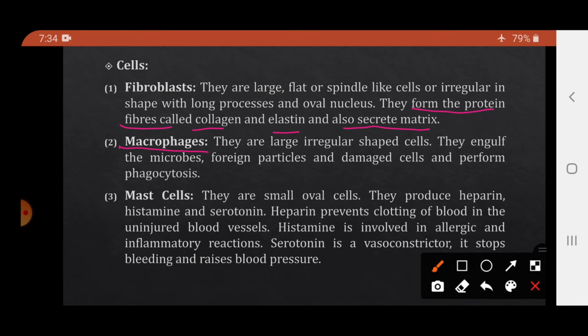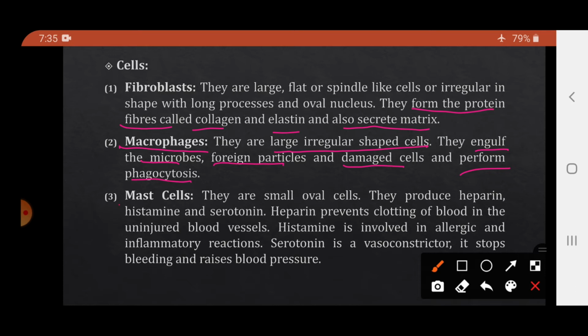So students, these are large irregular shaped cells. उनका काम है to engulf the microbe or any foreign particle and damage cells and perform phagocytosis. जो भी foreign particle होगा, जो भी microbes होगा या damage cells tissue में होंगे, इनको ये macrophages क्या कर लेंगे? खा लेंगे, and they will destroy these particular cells.